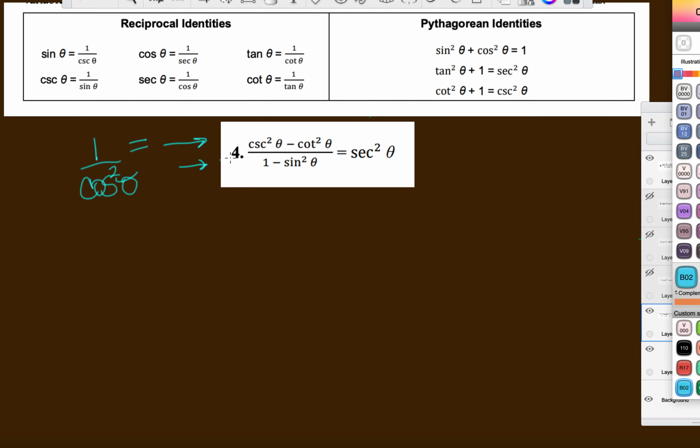1 over cosine squared. We went through this. So look, 1 over cosine squared. Well, if I look at what 1 over cosine squared is, it's secant squared. All right.